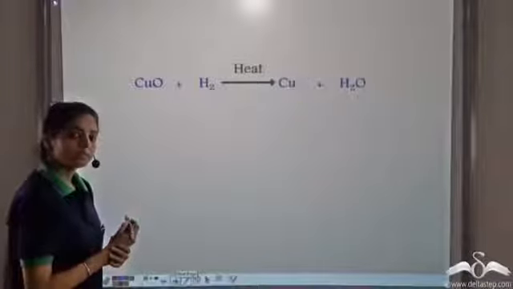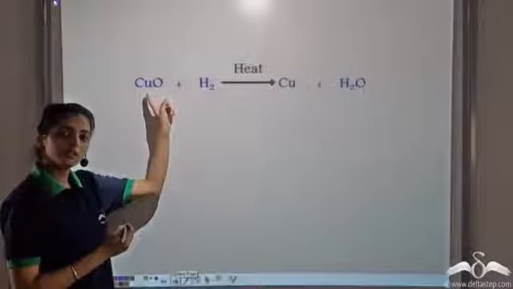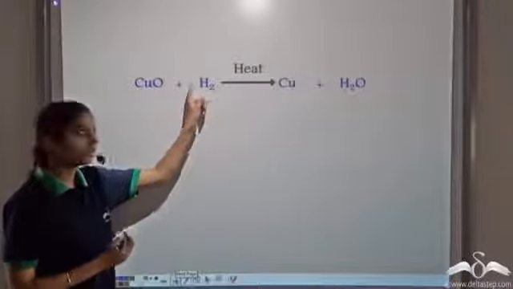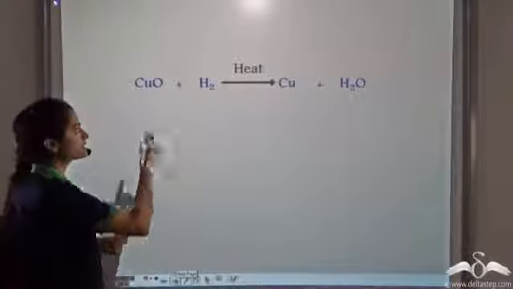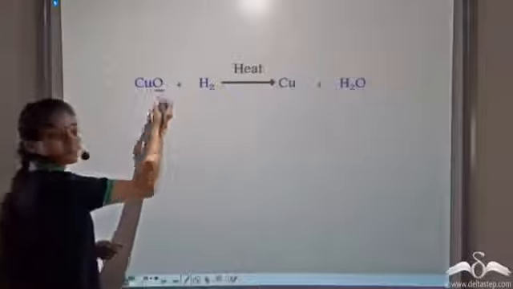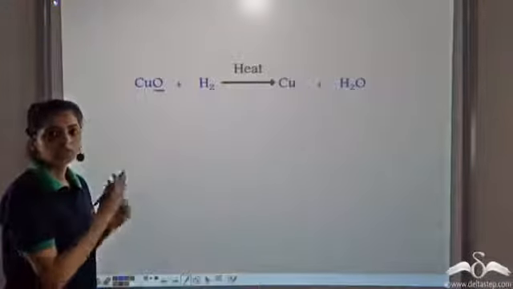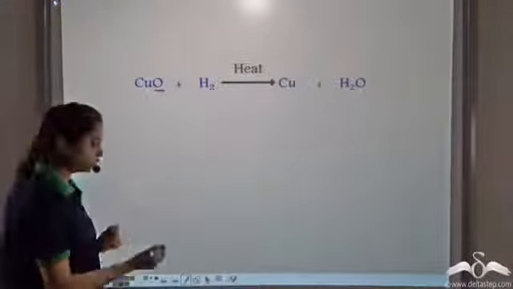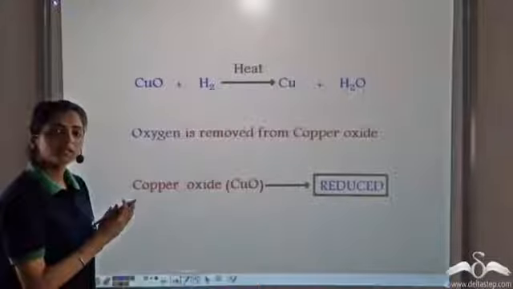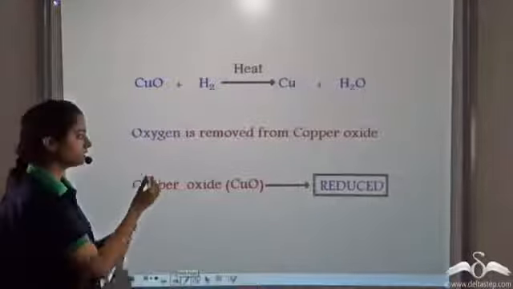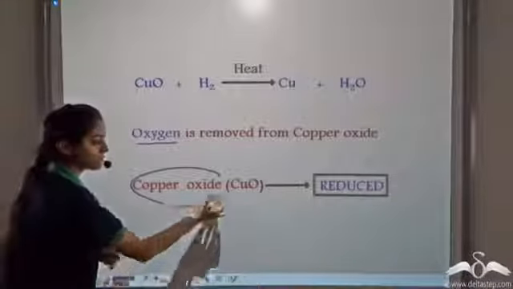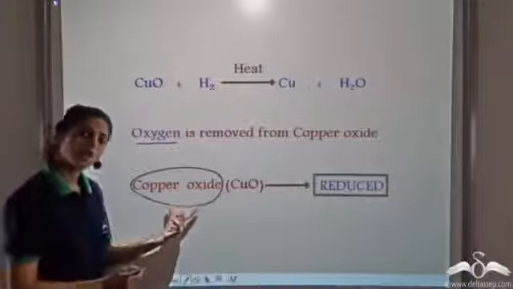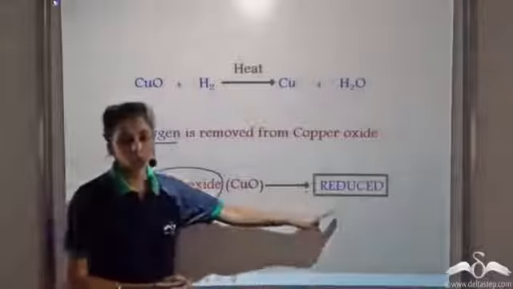Now in this case, we have copper oxide. When it reacts with hydrogen, it forms copper and water. So what is happening in this case? Oxygen is being removed. Whenever oxygen is being removed, that reaction is known as a reduction reaction. In this case, oxygen is removed from copper oxide, so we say that copper oxide is getting reduced.